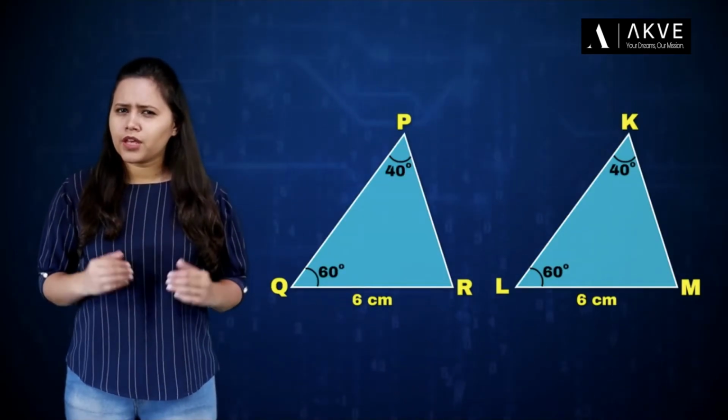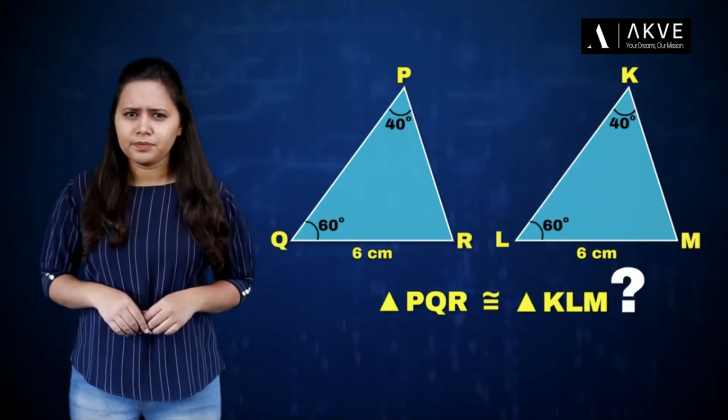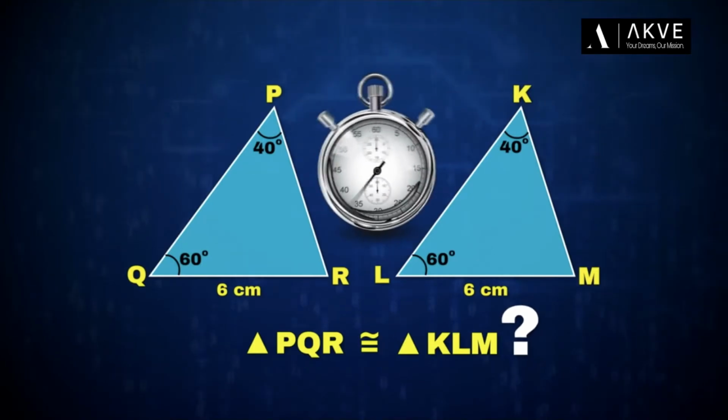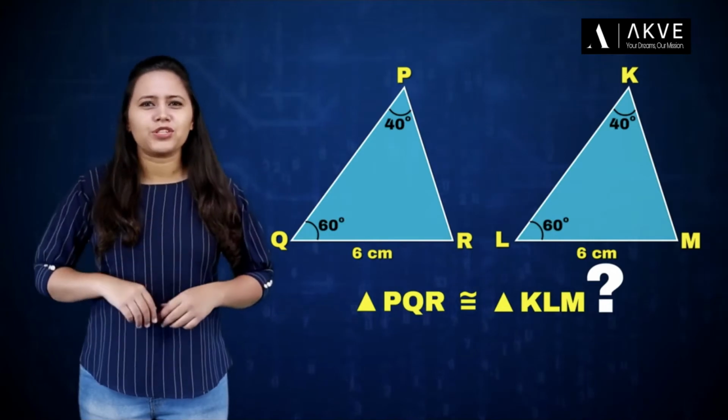Great! Now look at these two triangles. Can you say that triangle PQR is congruent to triangle KLM? Take your time and be back soon. So, you got the answer? If not, let's do it together.